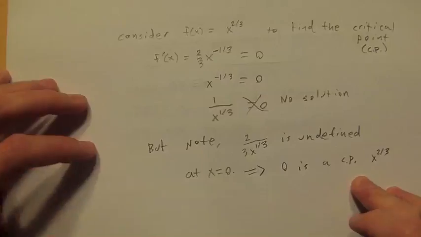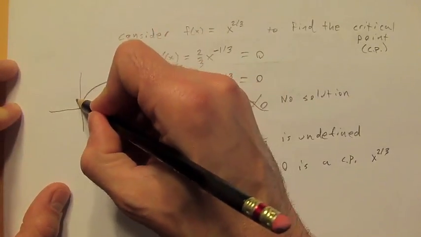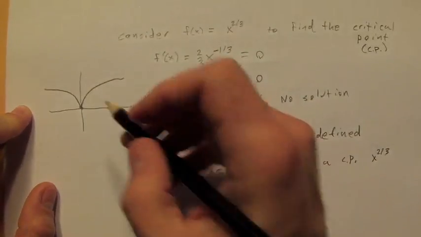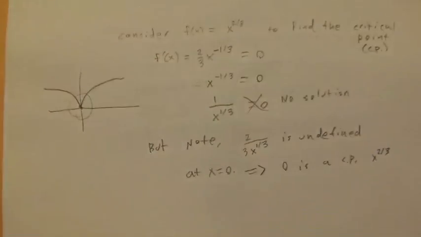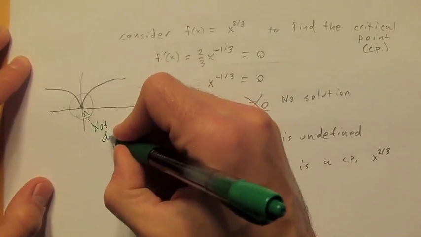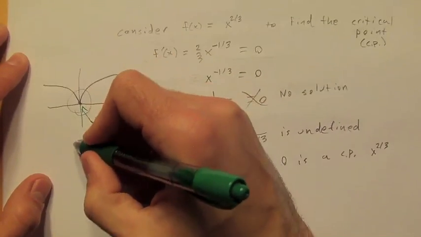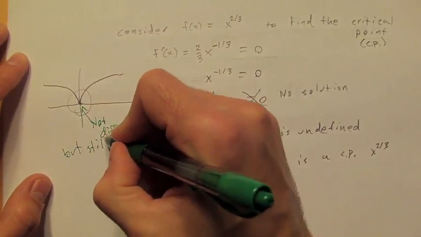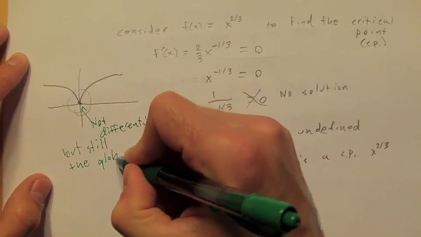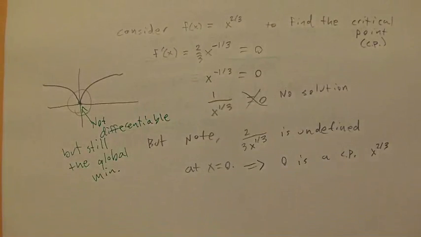And if you look at the graph of x to the 2/3, it looks a lot like this. It has a non-differentiable spike here, so not differentiable, but still the global min. I said absolute min, global min, it's interchangeable. So this is why you actually have to check both.